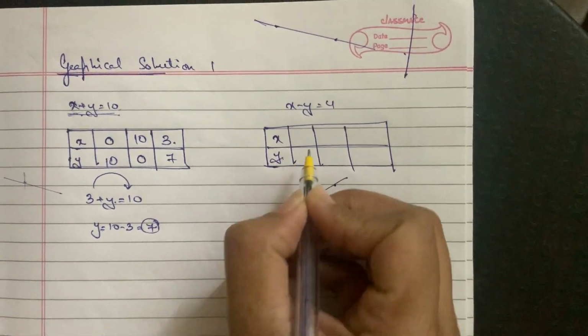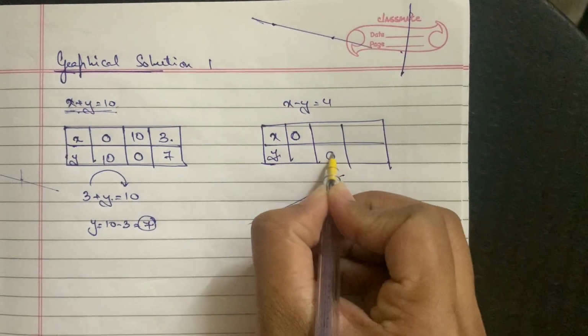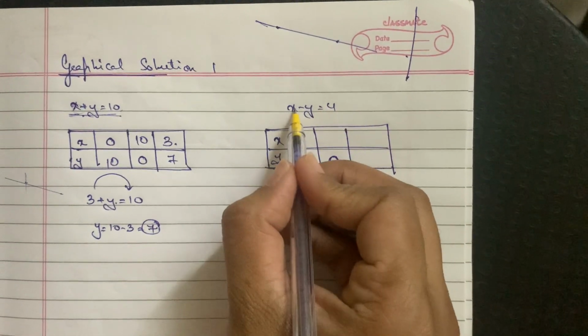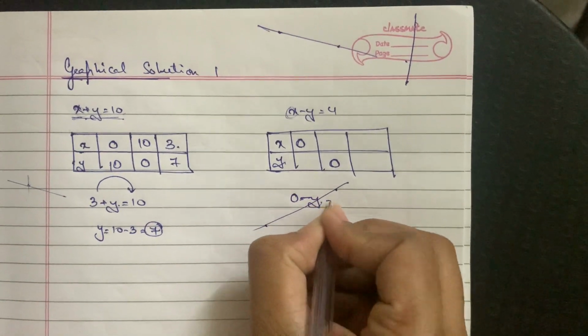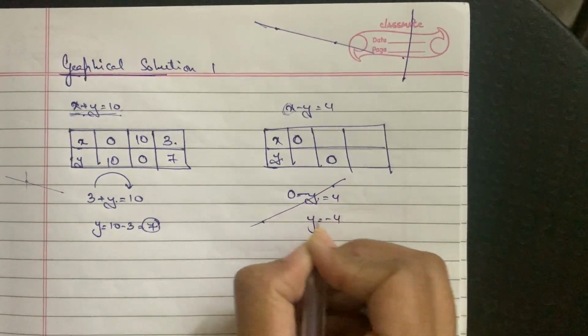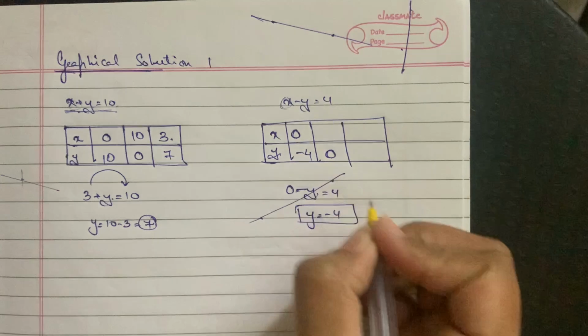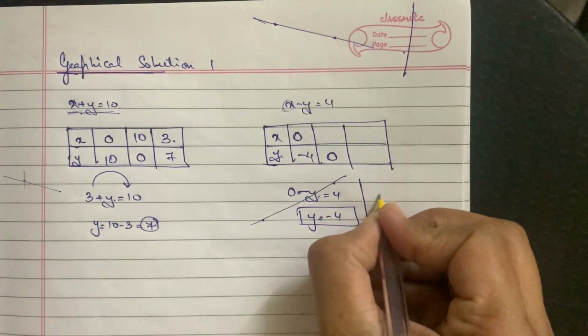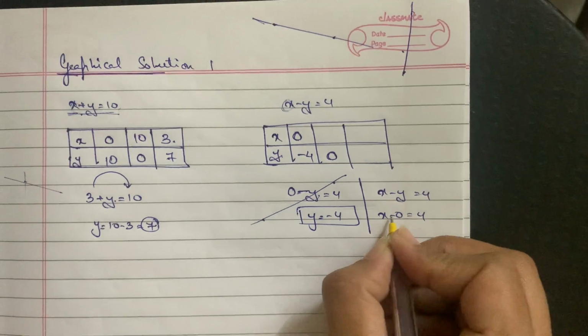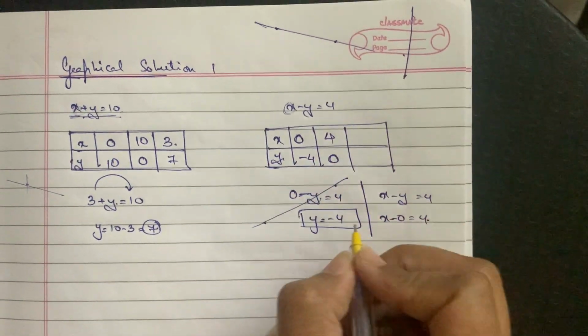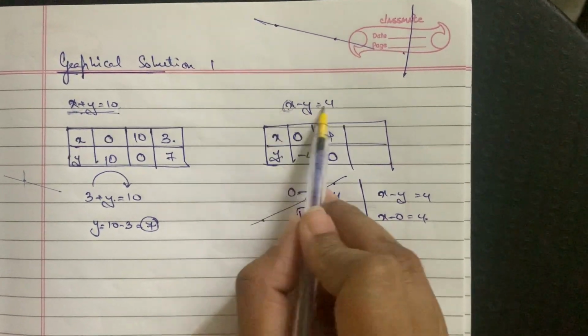X and y. X is 0, y is 0, I told you. When x is 0, 0 minus y is equal to 4. Then y is equal to minus 4 I will get. Finished. Minus 4. Likewise, when y is 0, x minus y is equal to 4, so x minus 0 is equal to 4. X is equal to 4 it becomes. This becomes 0. This becomes 4. Then we'll simplify and write it down.